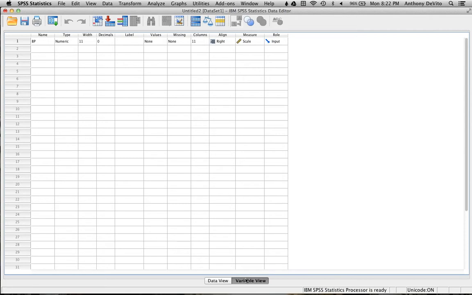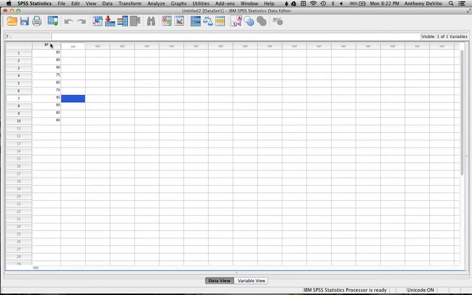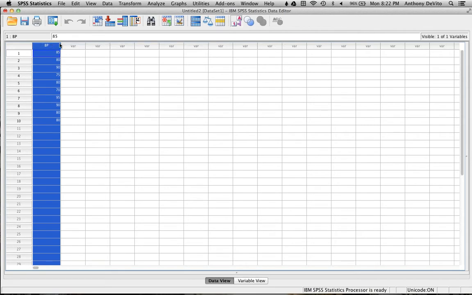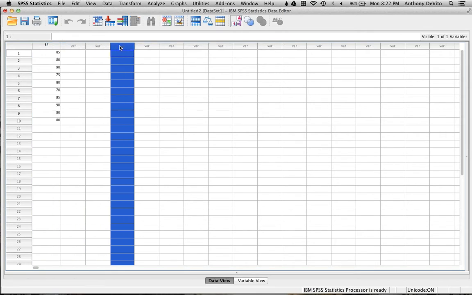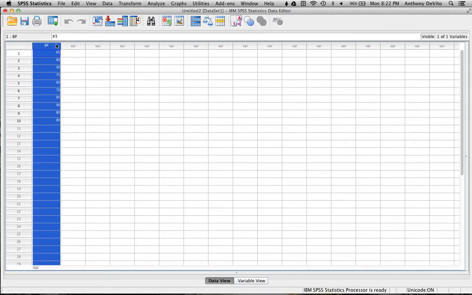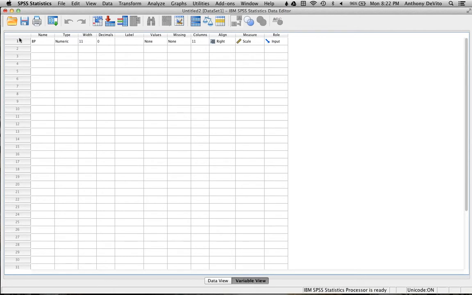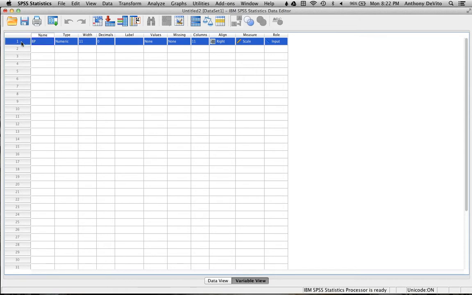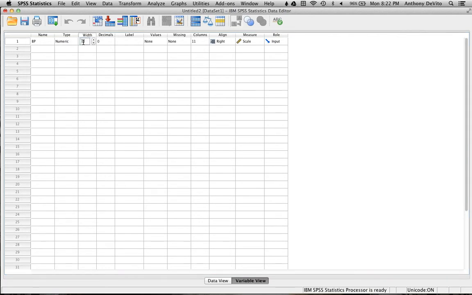Okay? The variable view is for every column that you have in the data view, each column is a variable. Blood pressure, weight, BMI, whatever they might be. Each column is a variable. Okay? In the variable view, you see one row that represents that variable. So for instance, right here, you see that column 1 is BP. It's a numeric variable. You can have up to 11 numbers going across the way it's displayed, 0 decimal places.